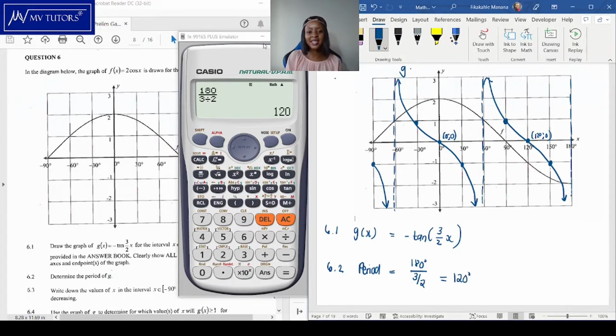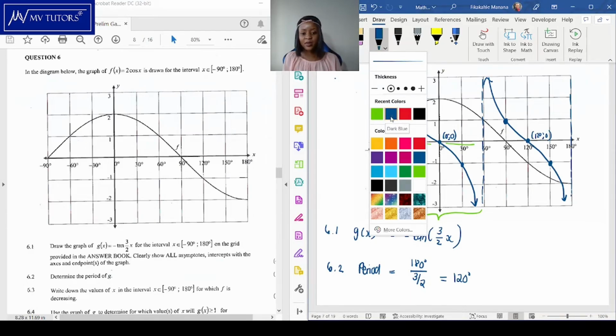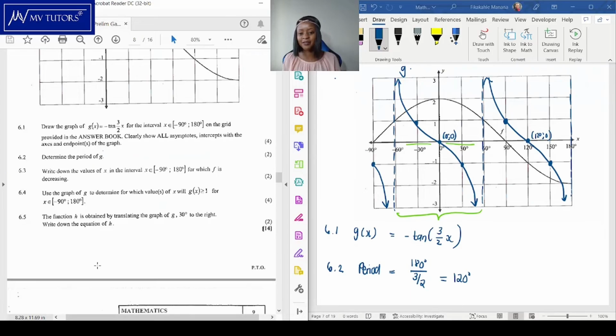You could have calculated it, or you could have looked here on the graph. Between your asymptotes you have 60 here, 60 there, so that's 120 degrees. That is your period, or you could have calculated it. I think that's 1 mark. 2. Okay, at least they gave 2.